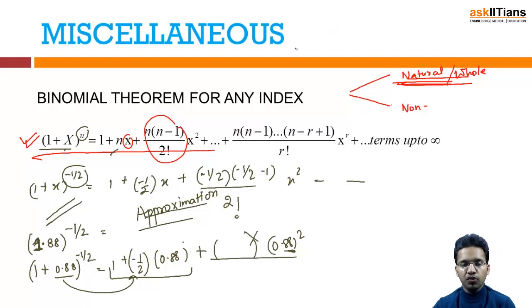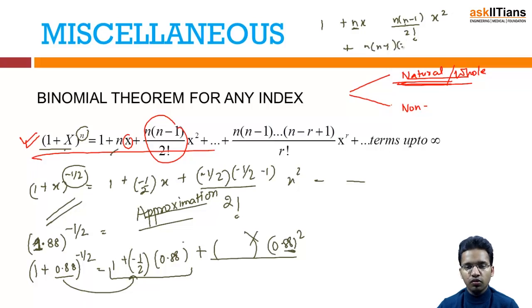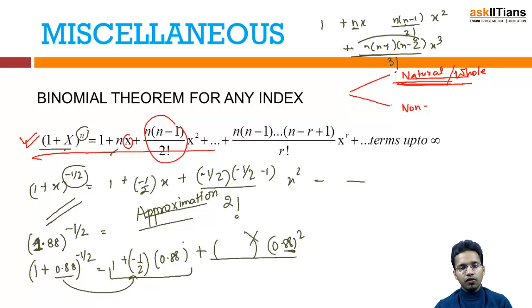Just how you need to do it: starting with 1, nx, then n into n minus 1, since there are 2 terms, by 2 factorial x square, plus next will be n minus 1 is there, so n minus 2 will be there by 3 factorial. So this is the way you can remember the number of terms, power and the factorial, those are related. Okay, so no worry.